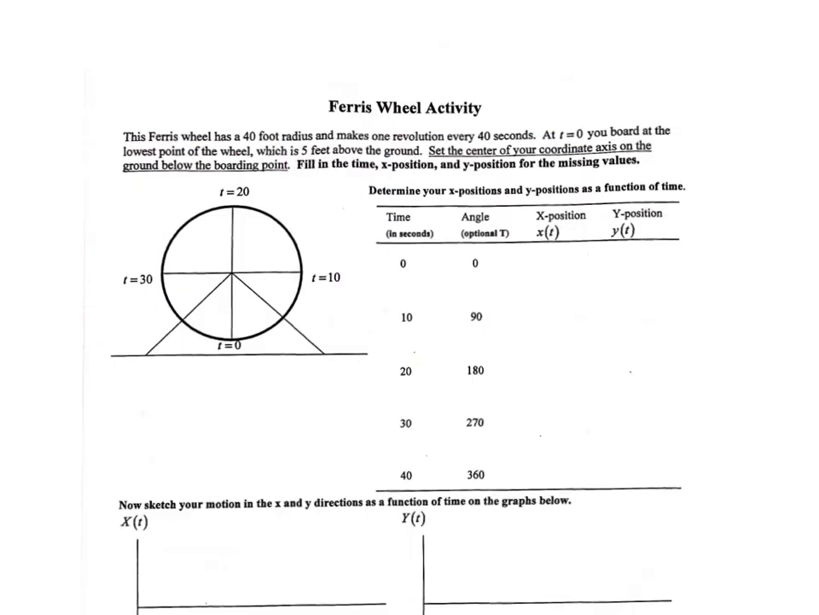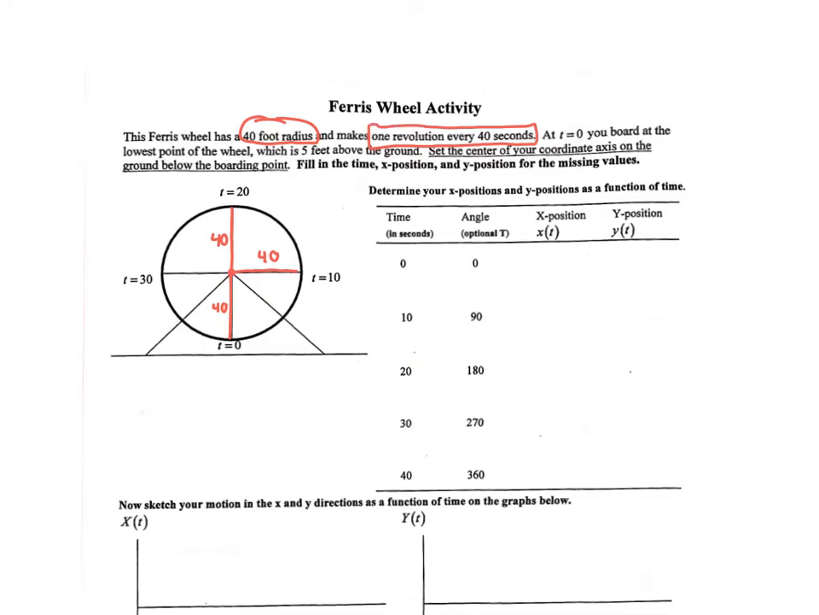Now we're going to be modeling the motion of a Ferris wheel, doing a very similar process. So this Ferris wheel has a 40-foot radius. Now again, consider that 40-foot radius. That means that from the center of the Ferris wheel in any direction is going to be that 40 feet. And I'll just mark a couple of those to keep that in mind, that radius is in any direction. It makes 1 revolution every 40 seconds. So we do know how long it takes for it to complete 1 cycle.